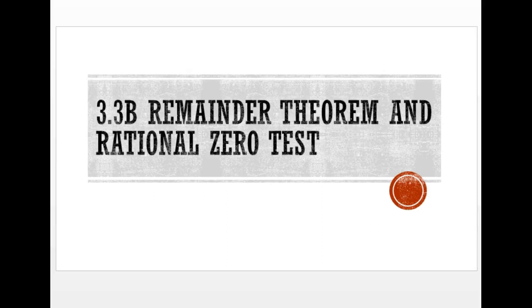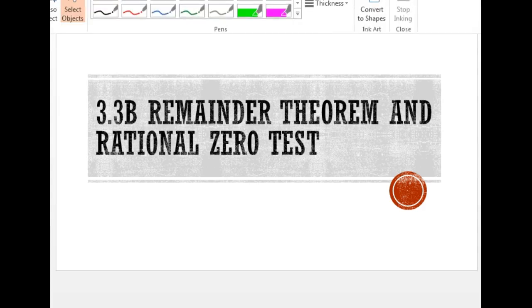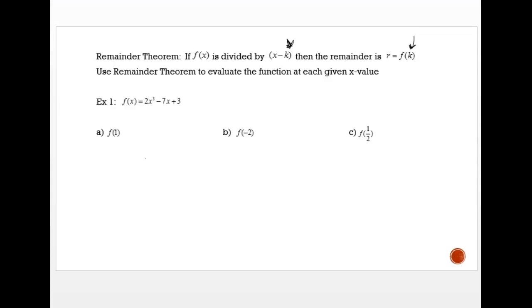All right, in 3.3b, we're looking at what's called the remainder theorem and the rational root test. Now, the remainder theorem says this, that if f of x is divided by a factor, remember that k is what we're dividing by, then when you do it with synthetic division, you figure out your remainder. The remainder is the same number that you would get if you plugged that k value into the original equation. So we're going to use the remainder theorem to evaluate the function at the given value.